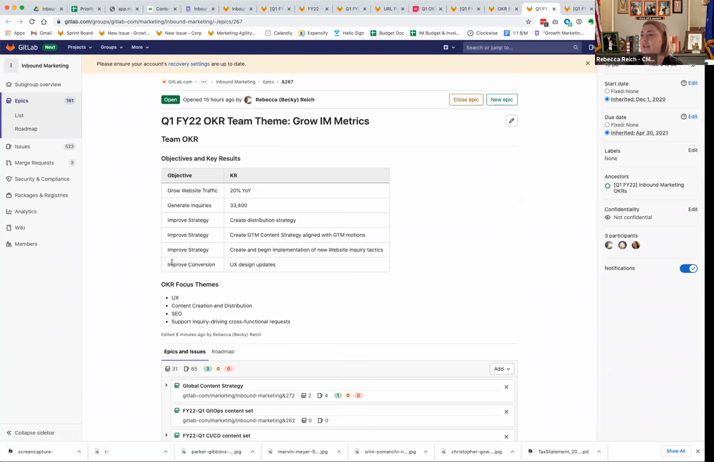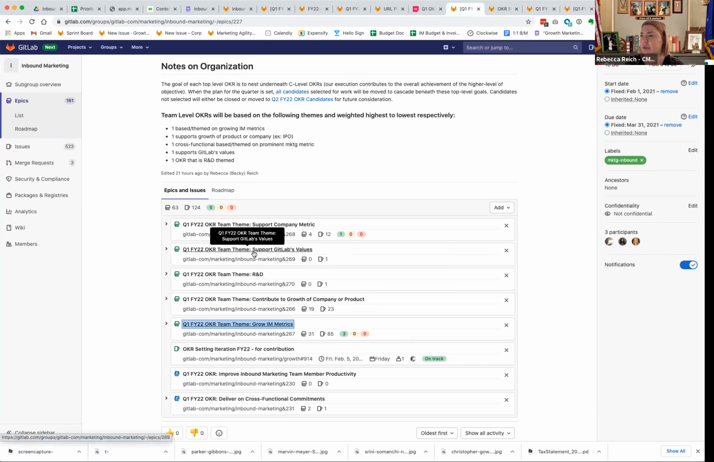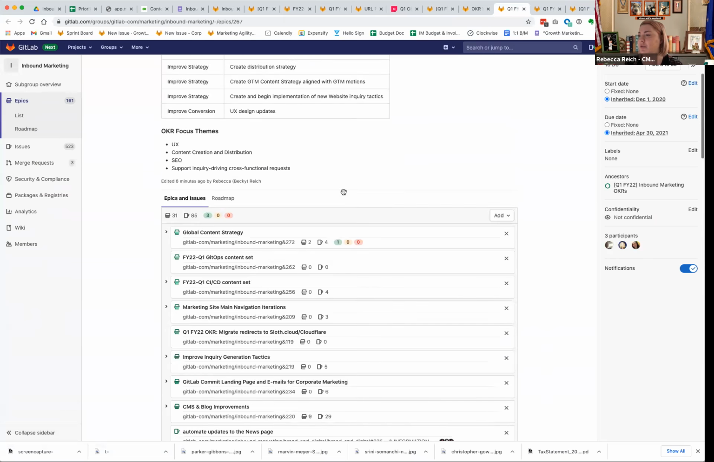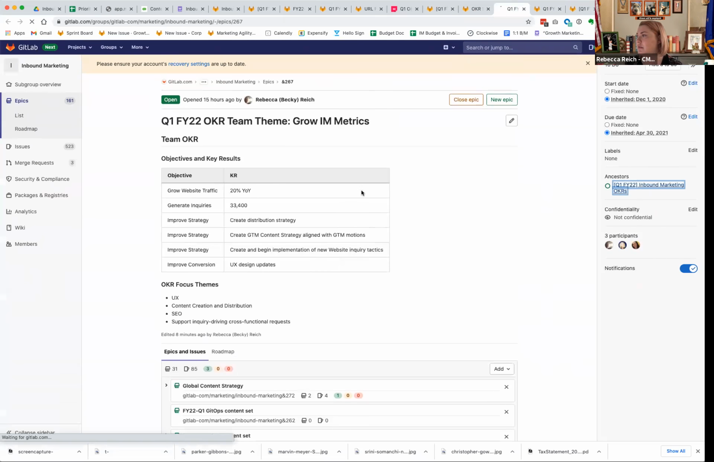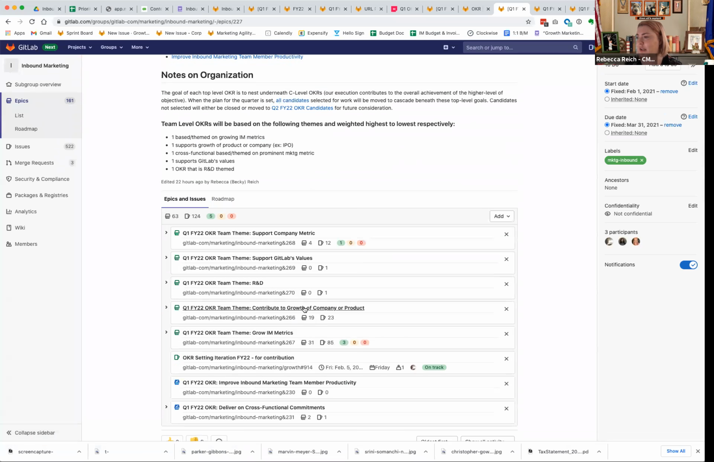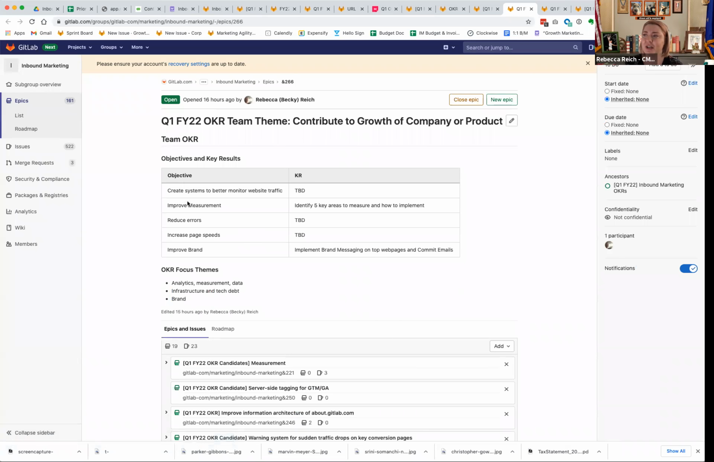And I am not going to go into all the rest of them because it'll be a lot of work, but have a look at the overall epic. I need to go through and write the OKRs, for example, GitLab values. I haven't finished that yet. But when you look at company or product, this is another one set up the same way, objective, key results.